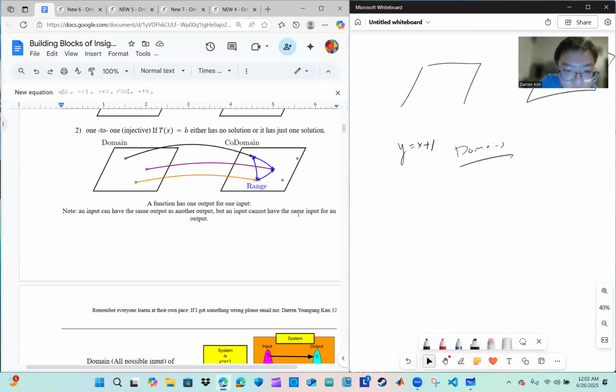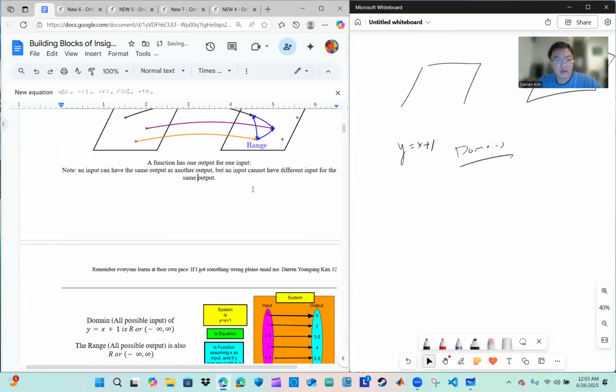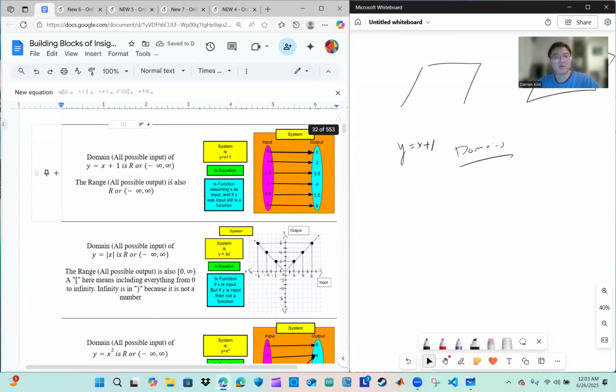Can I have a different input? But an input cannot have different outputs for the same input. All right, if there's a mistake here, I'll fix it, but I think that's good.